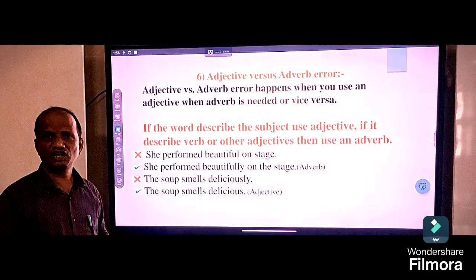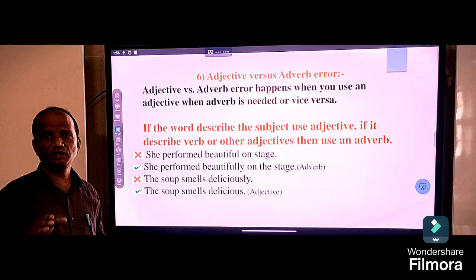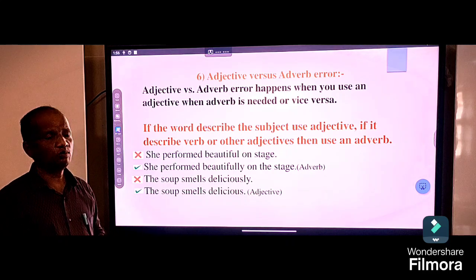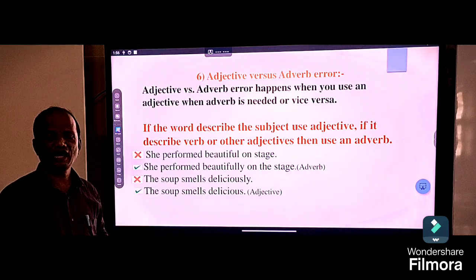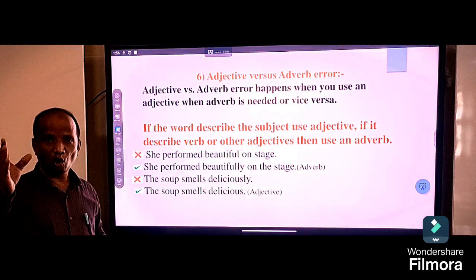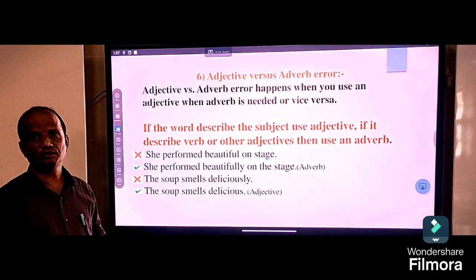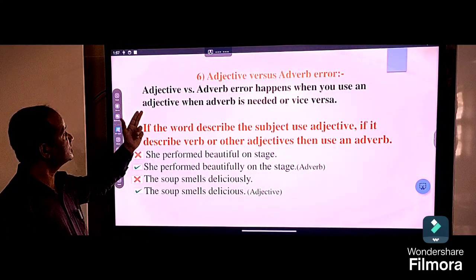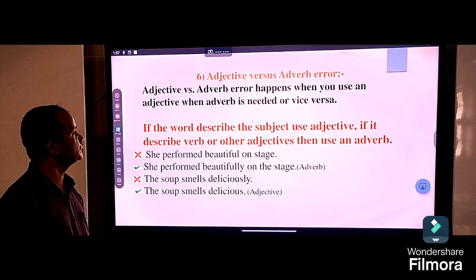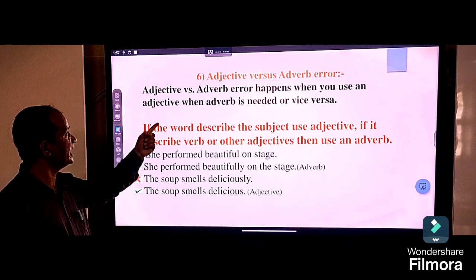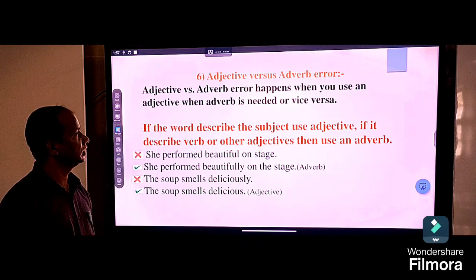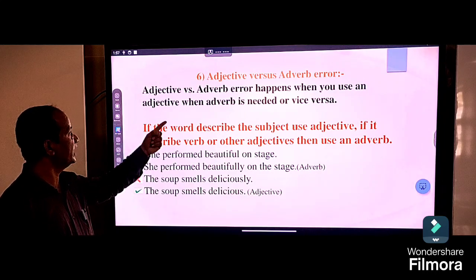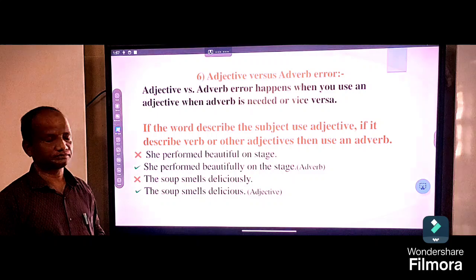My dear friends, what is an adjective? An adjective is a word that describes a subject or noun. An adverb is a word that describes a verb, other adverbs or an adjective. An adjective versus adverb error happens when you use an adjective where an adverb is needed, or vice versa, that is, when you use an adverb where an adjective is needed.